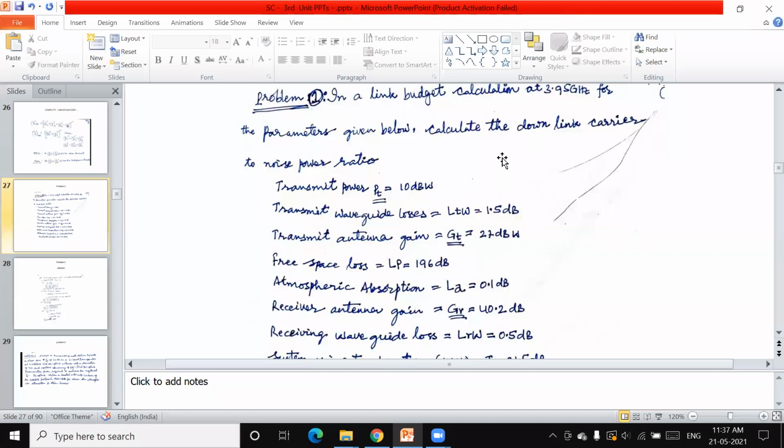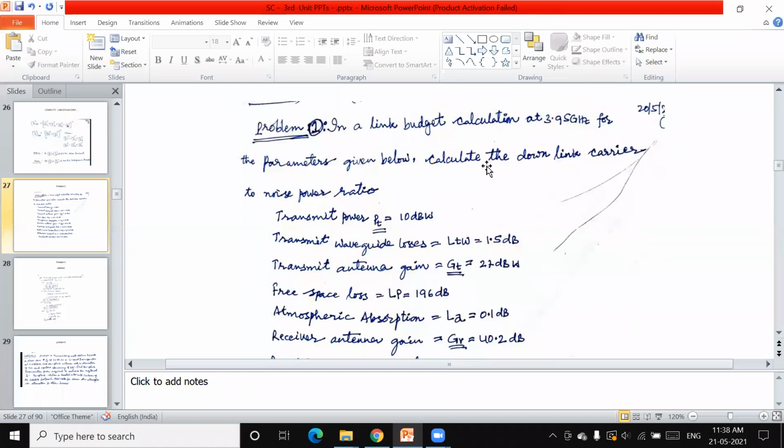And generally, what is the carrier power at the receiving antenna of the earth station, and what is the noise power at the receiving antenna of the earth station? This you need to consider. Then take the ratio of C by N, and you are going to get the value. Right?